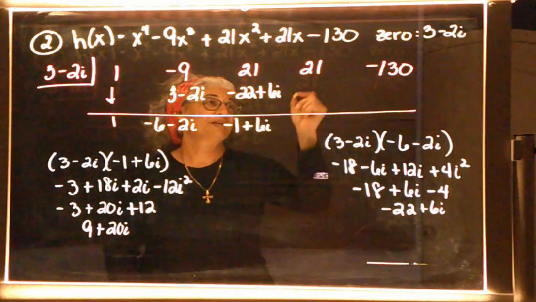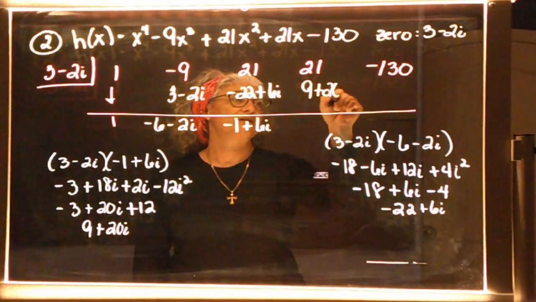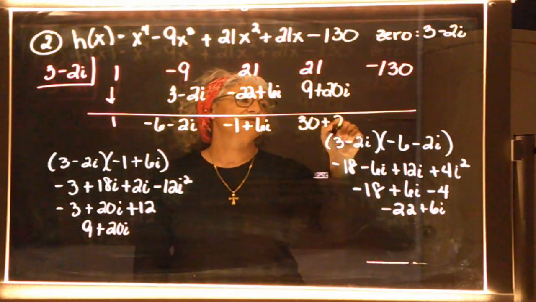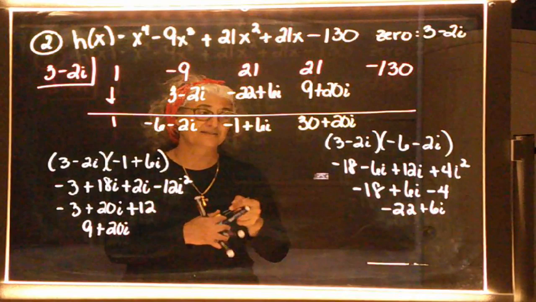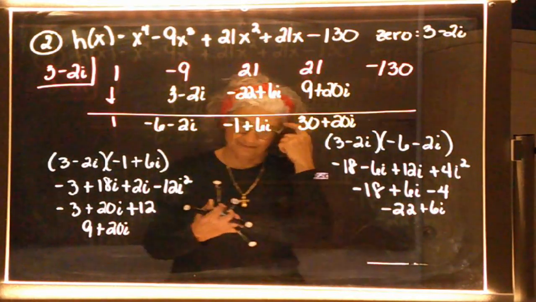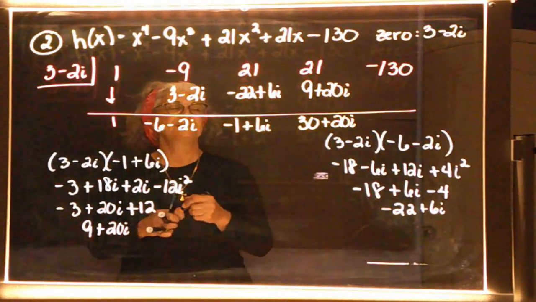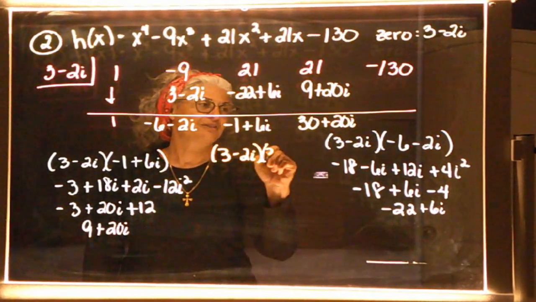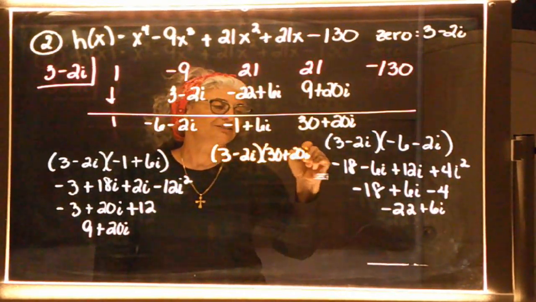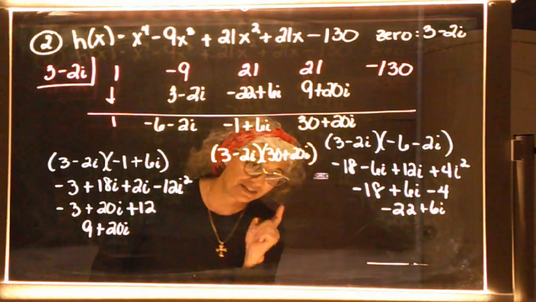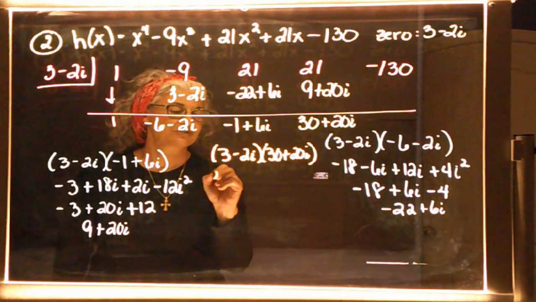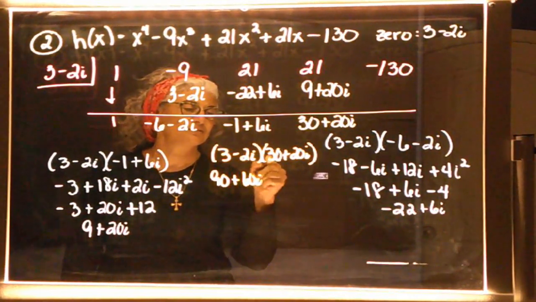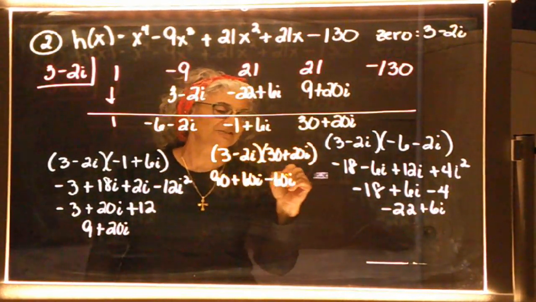So 9 plus 20i. Well, that looks like it is 30 plus 20i, doesn't it? Okay, I got one more multiplication to do. I have this 3 minus 2i times the 30 plus 20i, don't I? Okay, take your time. Looks like that's 90 plus 60i. Ooh, minus 60i, that's a good sign.